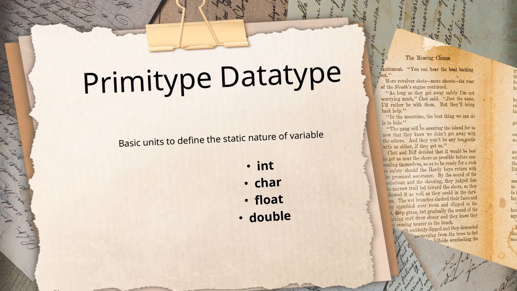Let's take a closer look at the primitive data types. These are the basic units used to define the static nature of a variable in programming. Essentially, they tell the computer what kind of data you want to store. For example, when you use int, you're indicating that the variable will hold an integer value, like 1, 2, or 100. Char is used for storing single characters, such as a or z. Float and double are both used for storing decimal numbers, but double provides more precision, making it suitable for more accurate calculations. Understanding these data types is fundamental because they form the foundation for how data is stored and manipulated in your programs. By choosing the correct data type, you ensure your program runs efficiently and accurately.